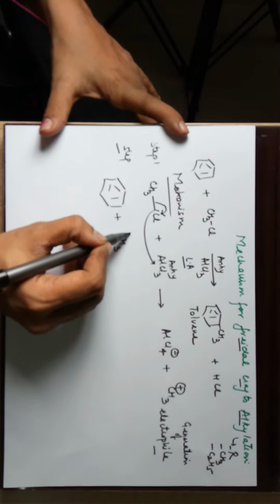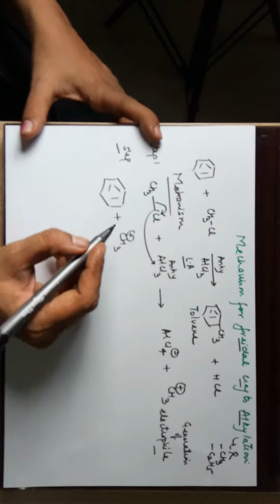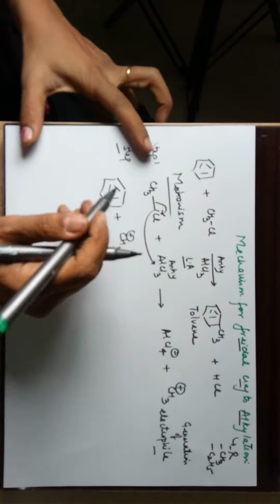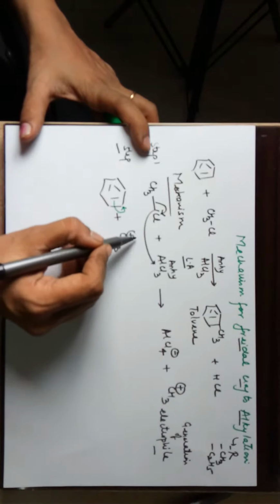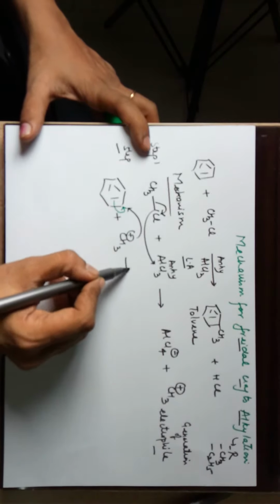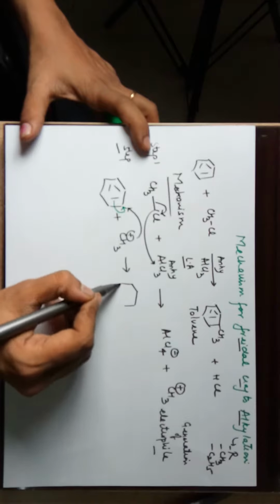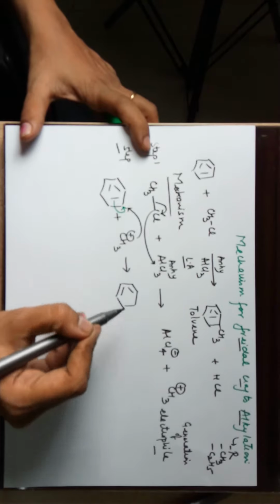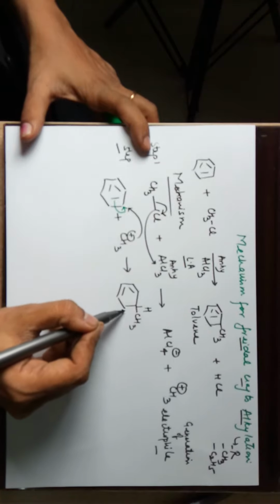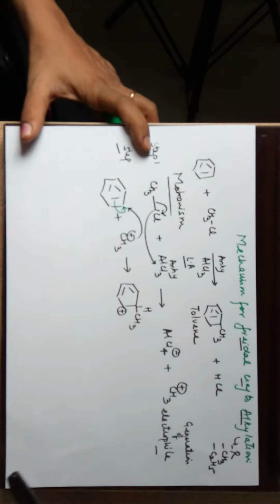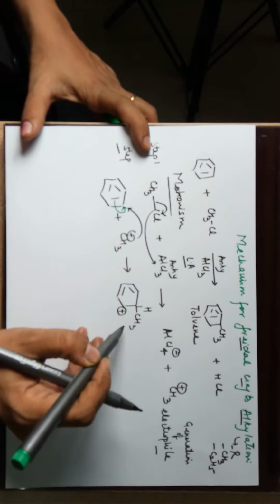The second step is the attack of the electrophile onto the benzene ring. This is your electrophile. Moving on to the benzene ring, the pi electron cloud cleaves like this. This carbon gets a negative charge and therefore the methyl carbocation attacks there, leading to a methyl here, the H is already present, and this carbon gets a positive charge.